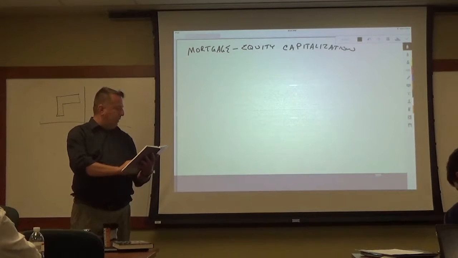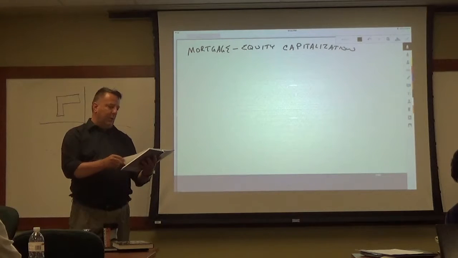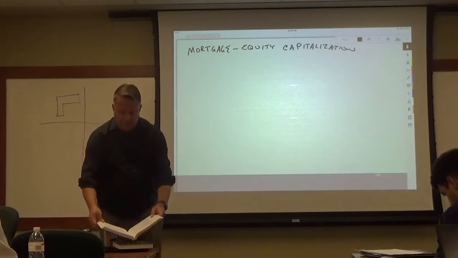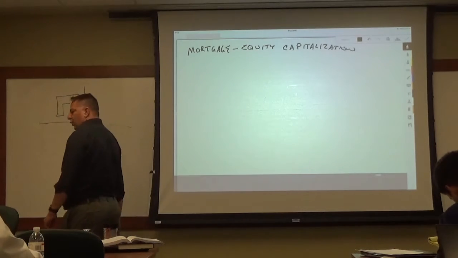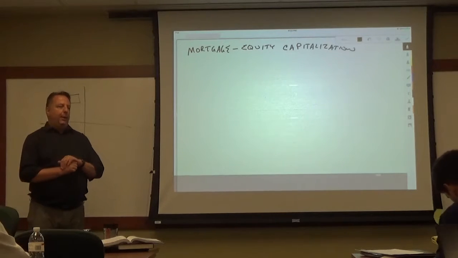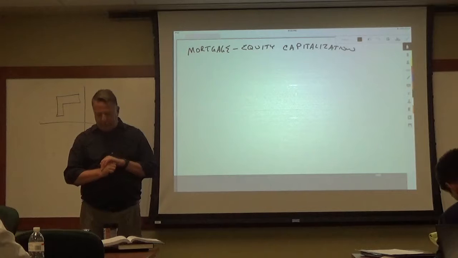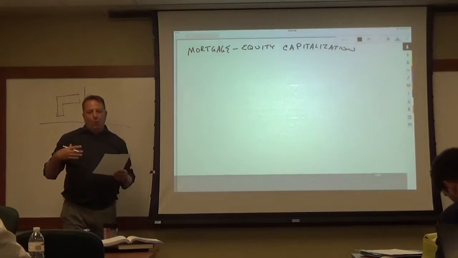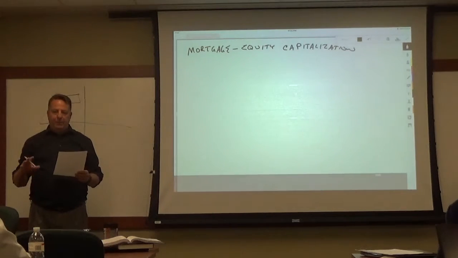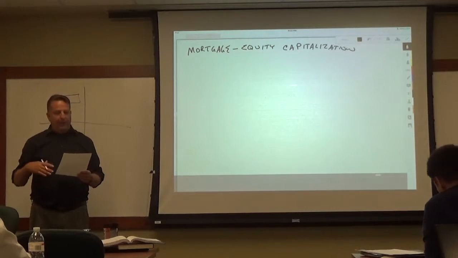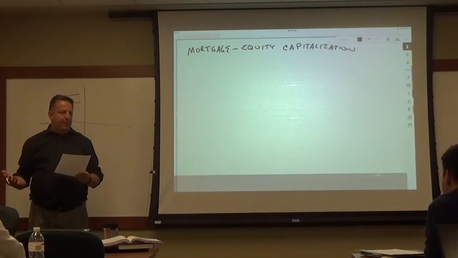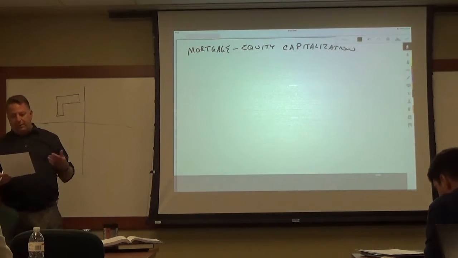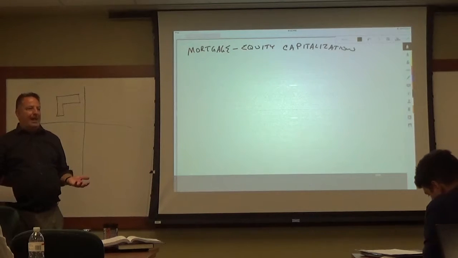Mortgage equity capitalization, bottom of page 314, and then pretty much all of 315 and 316. Okay. Now, what is it? Basically, what it boils down to is you are going to be looking at what the value of a mortgage is going to be on a property, and then the value of your equity on the property, adding those two numbers together to come up with, in essence, the value of the actual asset itself.